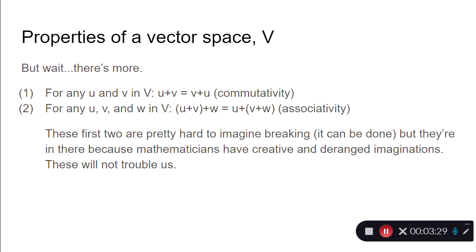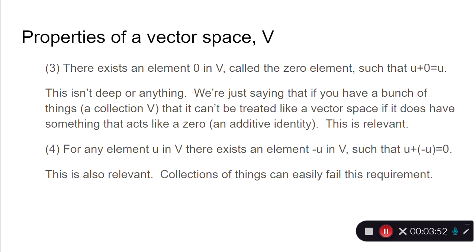Now, on pages 99 to 100 of your textbook, there are 8 properties that form the definition of a vector space. These first two are never going to bother us. This is the sort of thing that's hard to imagine a collection breaking. There are collections that do, which is why mathematicians write this stuff down. These are the places where we're likely to find something that goes awry.